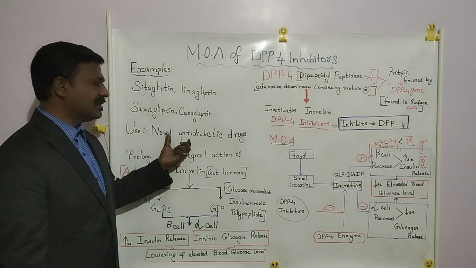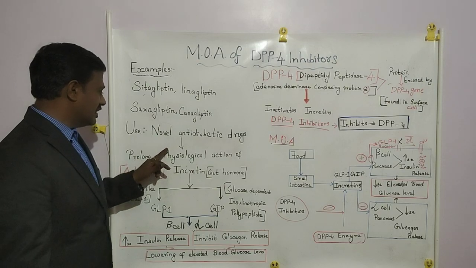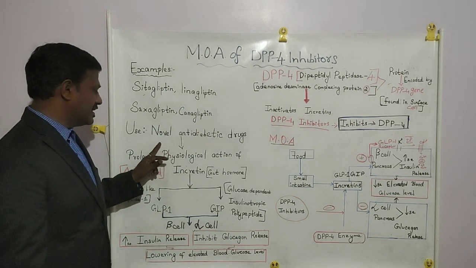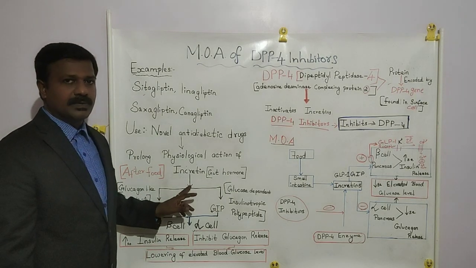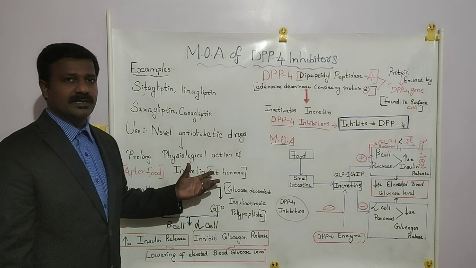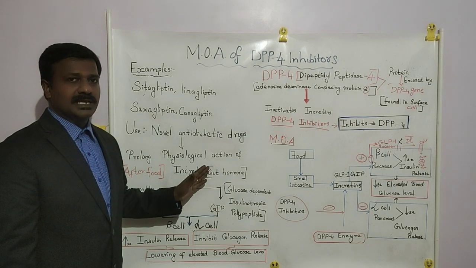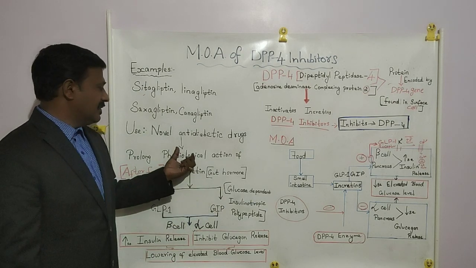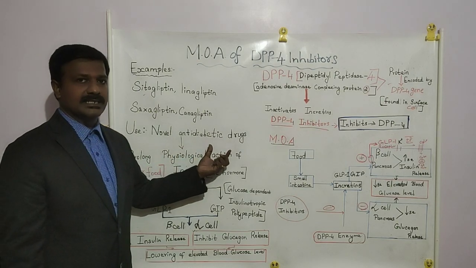Why are these drugs called novel anti-diabetic drugs? Because these drugs prolong the physiological action of incretins. That means they prolong the normal physiological action of incretins. Number two, these kinds of drugs act only in the presence of food and also act through the incretin receptor. So there is no chance for development of hypoglycemic side effects. For this reason, these drugs are called novel anti-diabetic drugs.